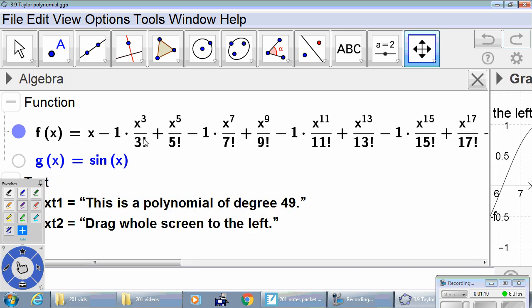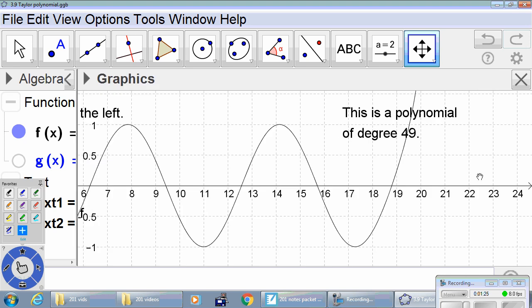It's x minus x cubed over 3 factorial plus x to the 5th over 5 factorial minus etc. It goes all the way out to x to the 49th over 49 factorial, but this graph right here is not sine of x at all. It is just a polynomial. And polynomials are really easy to work with.